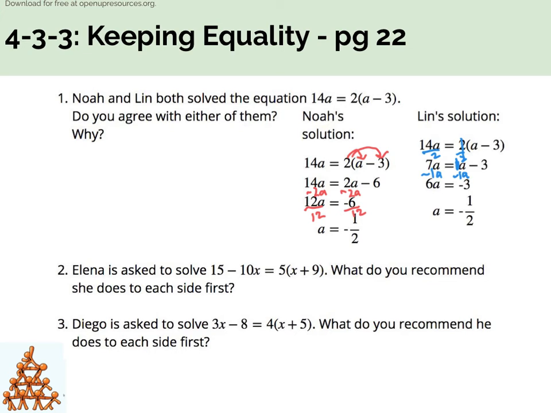And then notice how it went from 6a to a, then negative 3 to negative 1/2. So Lynn divided by 6 on both sides. Negative 3 over 6 reduces down to negative 1/2. So these are two different ways of looking at things. Both of them did it a different way, but they also got the same answer.